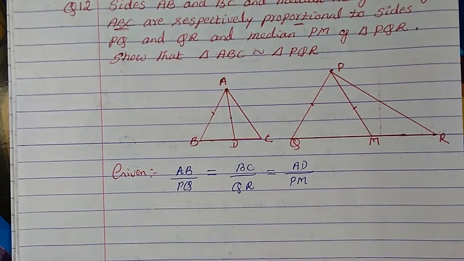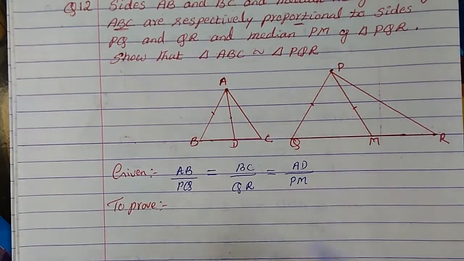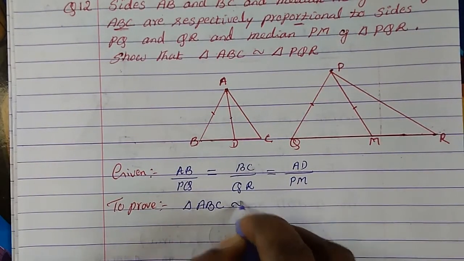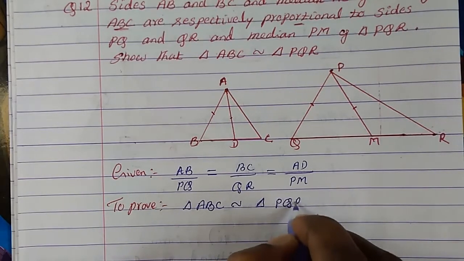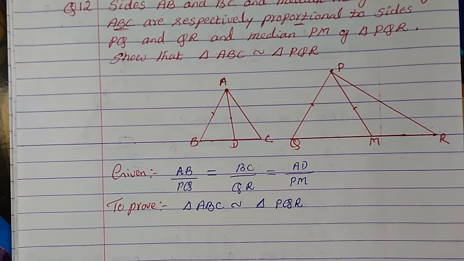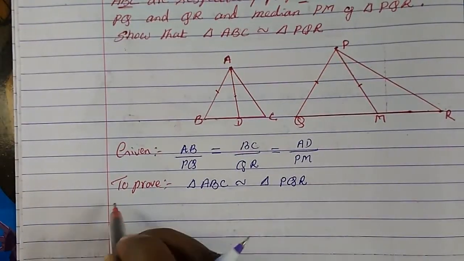But what we have to prove is that triangle ABC is similar to triangle PQR. For similarity, we have criteria: angle, angle, angle, and all three sides. If they are proportional, we can say they are similar. Or side, angle, side also we can say they are similar. So we have to find out which criteria will fit here. Okay, so let's start the proof.